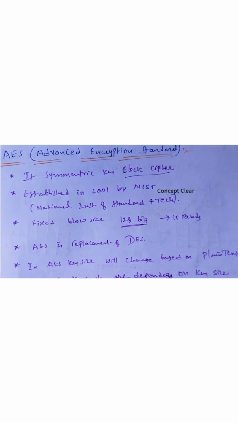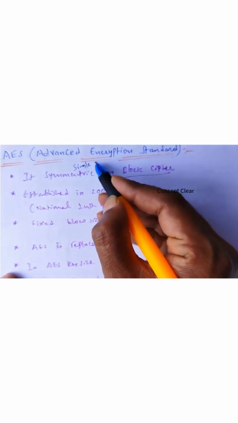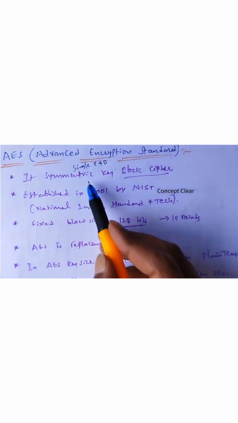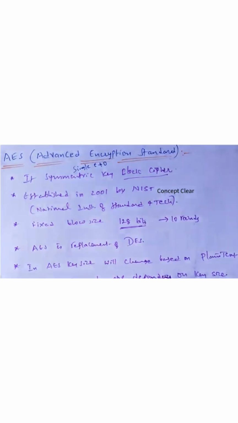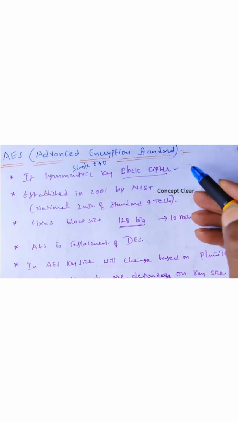It is a symmetric key block cipher. What is the meaning of symmetric key? A symmetric key is nothing but a single key used for encryption as well as decryption. The same key used for encryption as well as decryption is called a symmetric key. And what about block cipher? The plain text data is divided into a number of blocks, and the same size of bits will be created as the ciphertext. That is called block cipher.